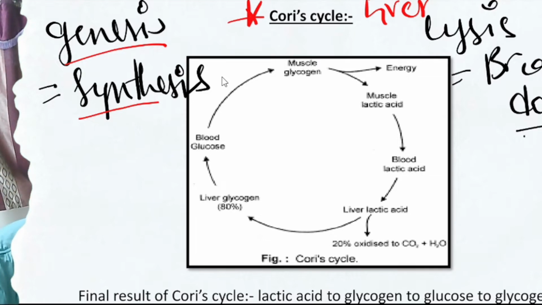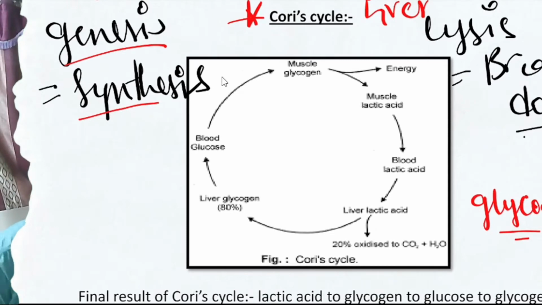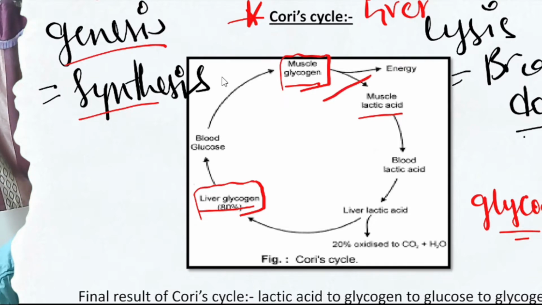Here we have glycogen. What is glycogen? It is one form of the sugar glucose. This glycogen is present in muscle as well as liver. So that is why I have named here muscle glycogen as well as liver glycogen. Now coming to muscle glycogen, when muscle glycogen breaks down into lactic acid, that breakdown process is called glycogenolysis.